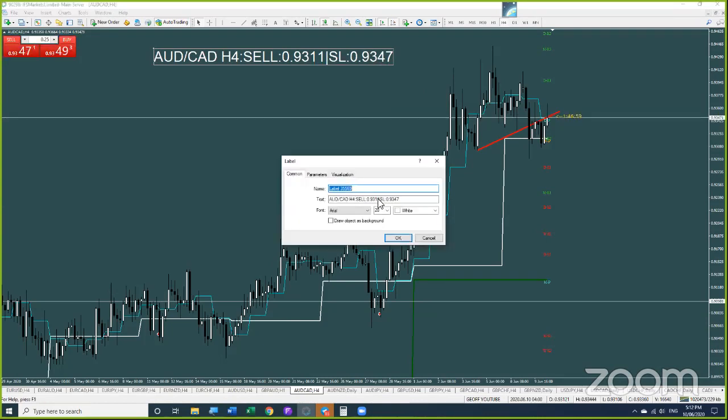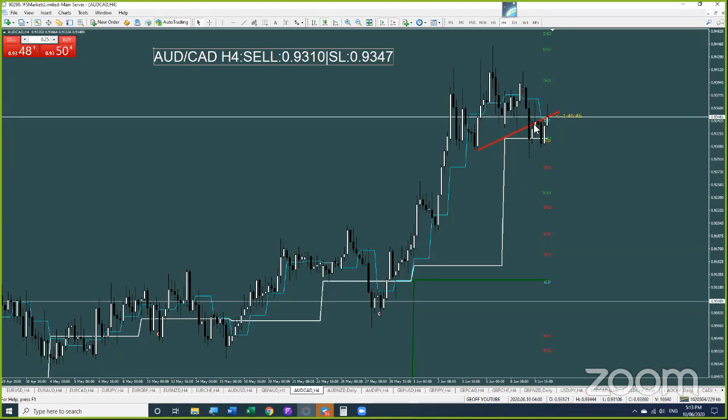93.10 is going to be the entry. And the stop loss. I traded that bar, didn't I? Let me see what that level is. I got above the daily pivot. Should have got above the daily pivot.